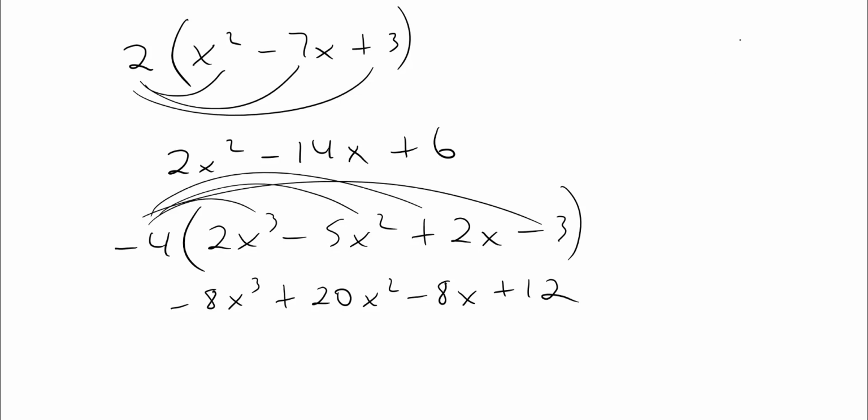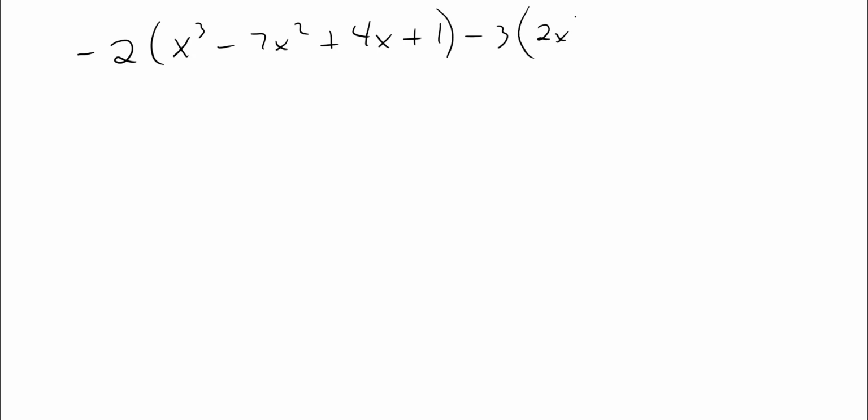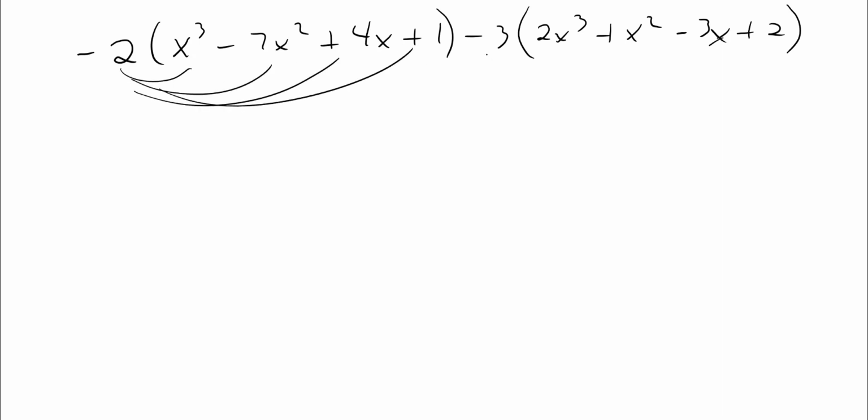Okay? So let's do probably the most difficult one I can give you in this unit here, is when we have kind of a combination of parentheses and distributing. All right? So let's do that. If I said negative 2 parentheses x cubed minus 7x squared plus 4x plus 1 minus 3 parentheses 2x cubed plus x squared minus 3x plus 2. Okay, that's probably the nastiest problem I can give you. And basically what you're doing is you got to distribute this with all those terms, and then the negative 3 times all those terms. Okay, and then you're going to combine like terms.